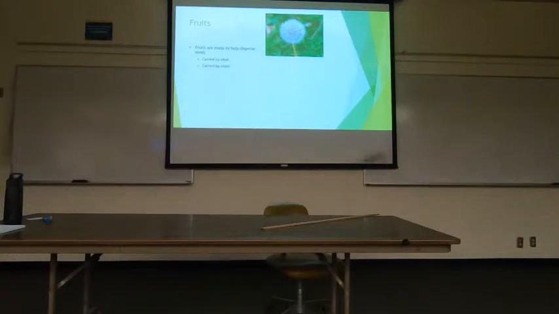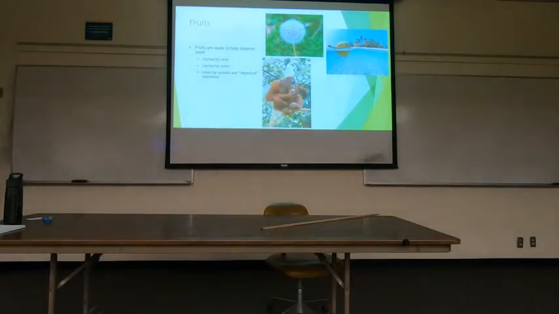Other fruits may be dispersed by water. Who can guess one of those? Perfect, coconuts. Coconuts can travel from island to island because they have this large floating fruit that can carry it all the way across vast oceans. The more common method is that fruits are designed to be eaten by animals, which will then deposit the seed in some other place.